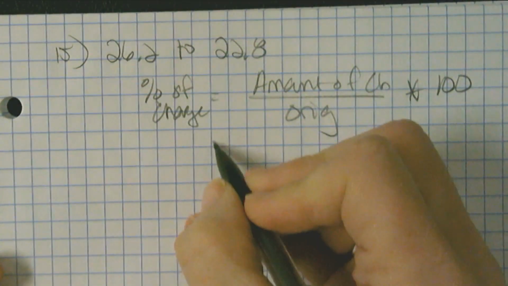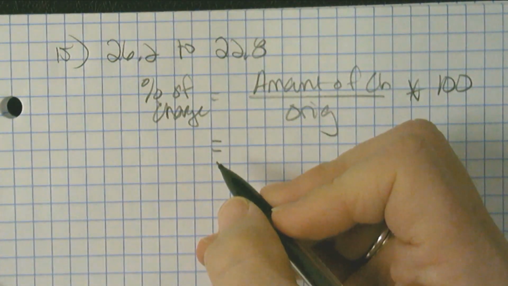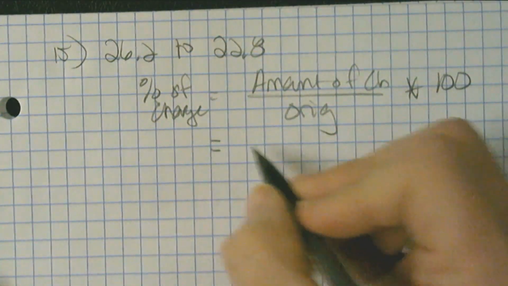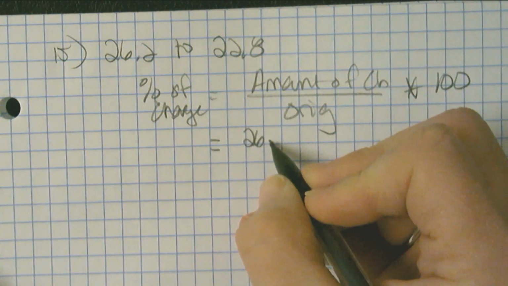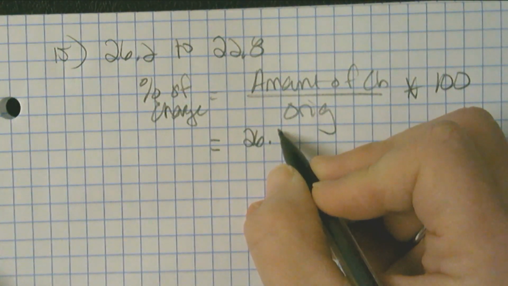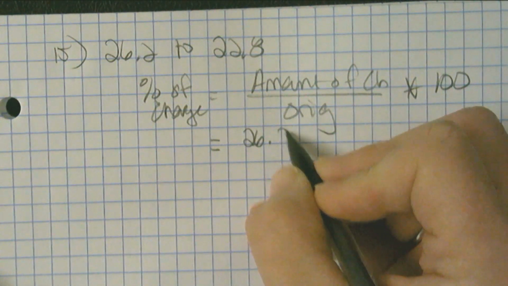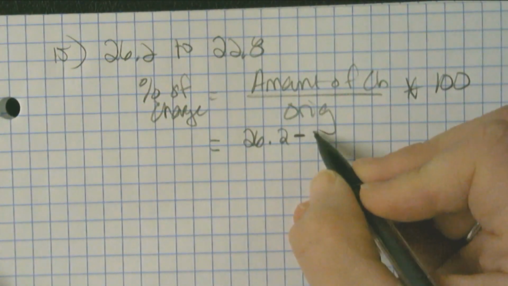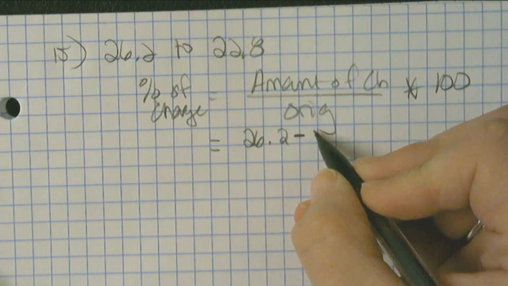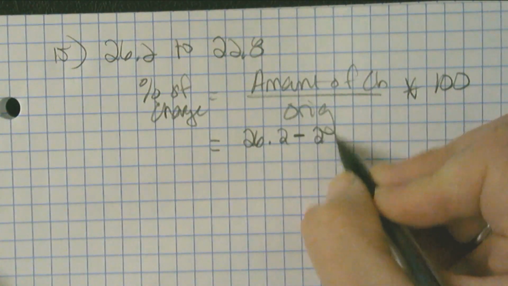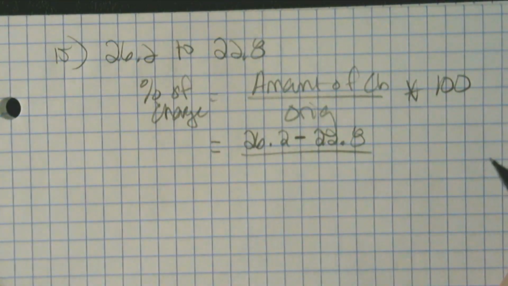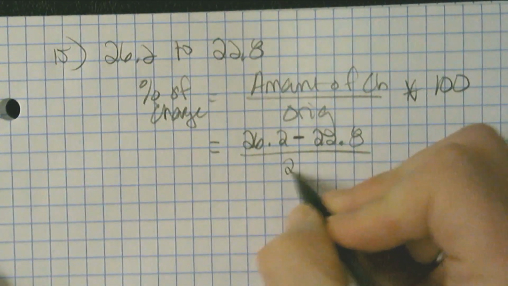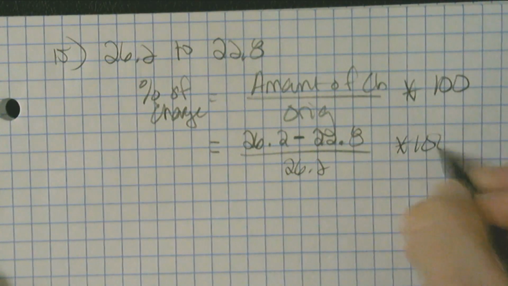Okay, so how do I find, Chris, sit up, how do I find my amount of change? 26.2 minus 22.8. Yep, so you have to find the difference between those two. That's the amount of change. And then what was our original number? 26.2, and then times 100.